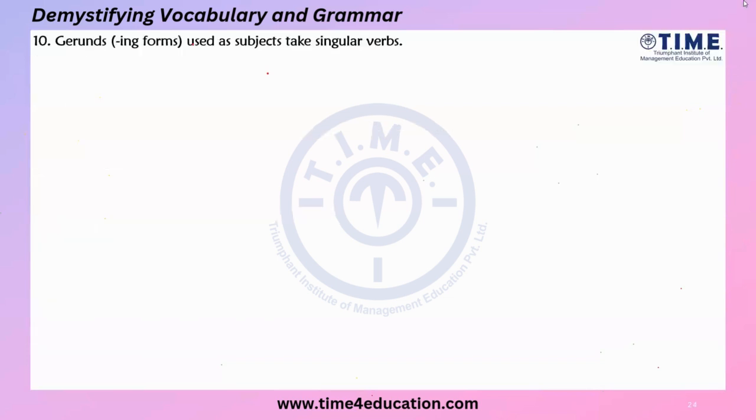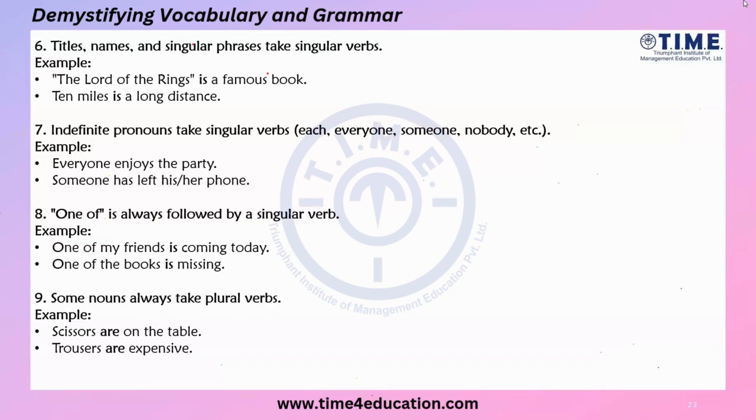Let's move ahead. Sir, I have some doubt. Spectacles. So how do we say? Will it be "is"? Spectacles are. A pair of spectacles is. Okay. Got it. Thank you.